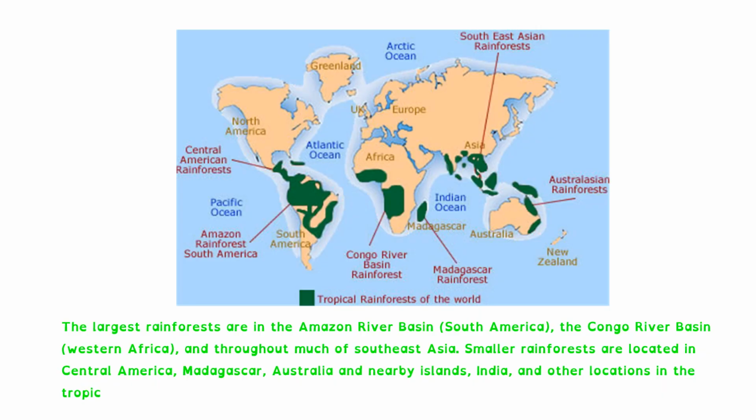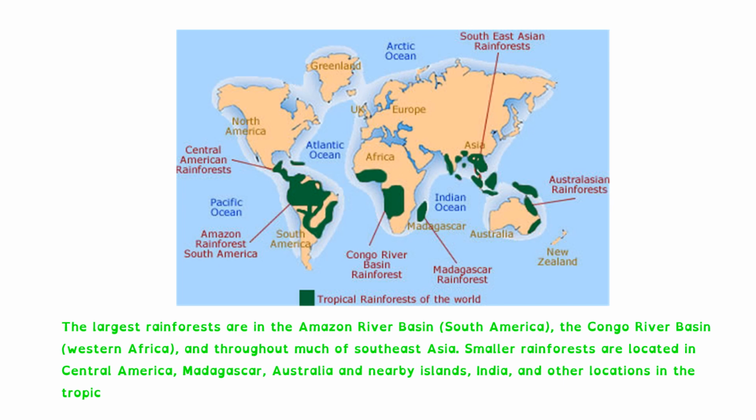I want to show you a map of the largest rainforest in the world. The green areas are where you find the tropical rainforests. So let's take an imaginary line and cut this paper in half horizontally. That's where you'd find the equator. Most tropical rainforests are located near the equator.